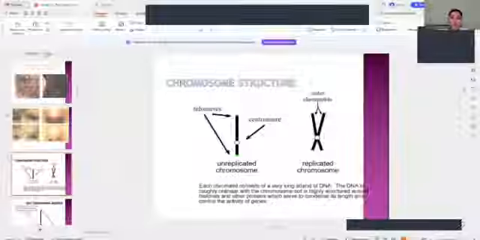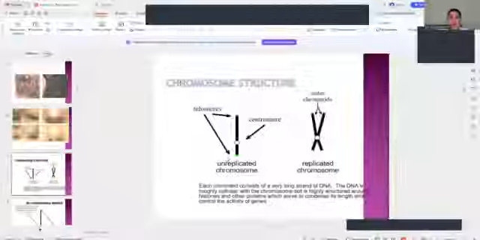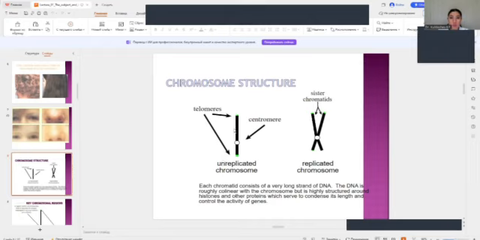If the centromere is located at one side, we call this acrocentric chromosomes. And if the centromere is located in the upper side of the chromosome, or on the top, we call these chromosomes telocentric chromosomes.